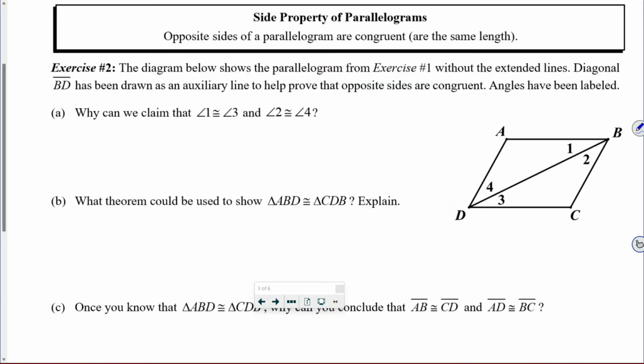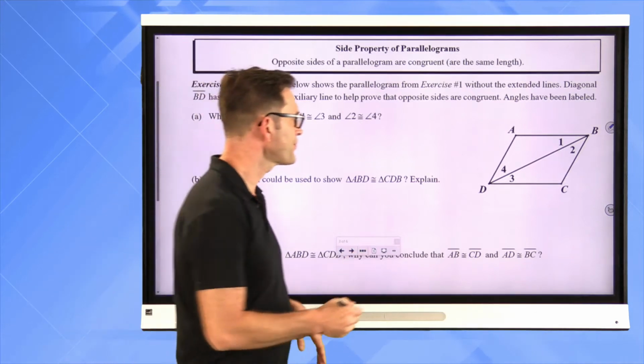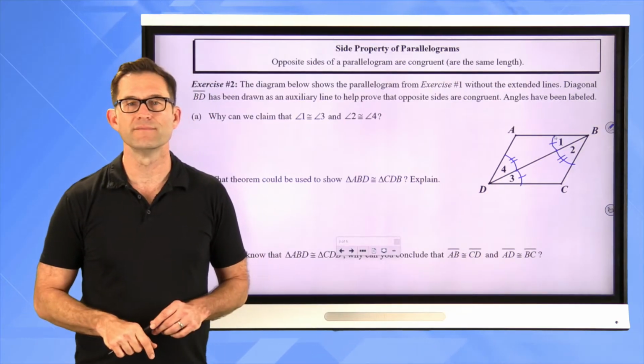The diagram below shows the parallelogram from exercise number 1 without the extended lines. Diagonal BD has been drawn as an auxiliary line to help prove that opposite sides are congruent. Angles have been labeled. Letter A. Why can we claim that angle 1 is congruent to angle 3 and angle 2 is congruent to angle 4? Okay, so I want you to think about this a little bit. Why can I claim right now, and maybe draw this on the picture, that angle 1 is congruent to angle 3 and angle 4 is congruent to angle 2? Why can I claim that? Pause the video now and see if you can figure that out.